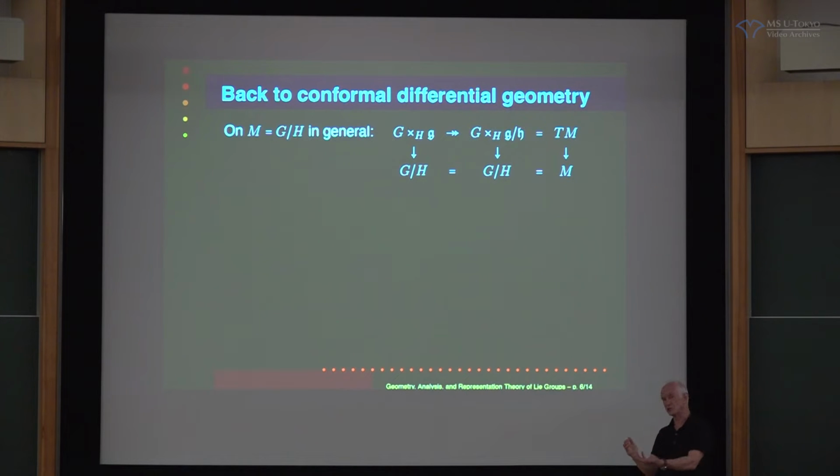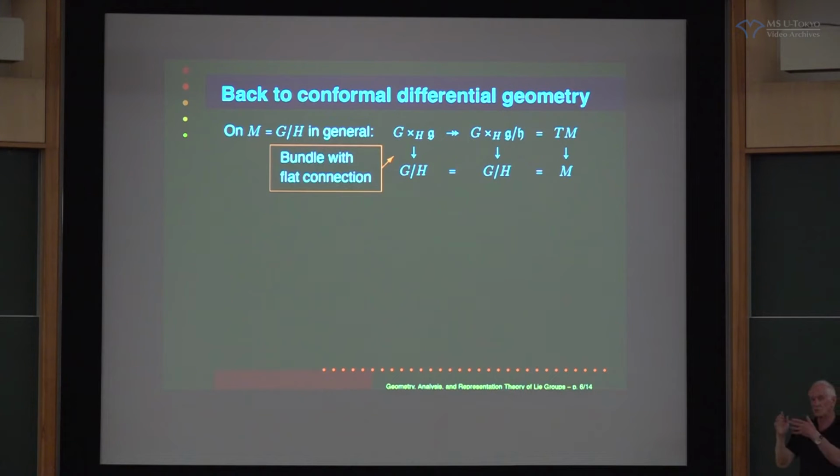G mod H is, of course, not a representation of G. It's a representation of H. Okay, but this one here has a standard geometric interpretation on the right-hand side. That's the tangent bundle. So, in general, this bundle here on the left-hand side, which has a flat connection according to the spiel on the previous slide, this bundle with a flat connection projects onto the tangent bundle.